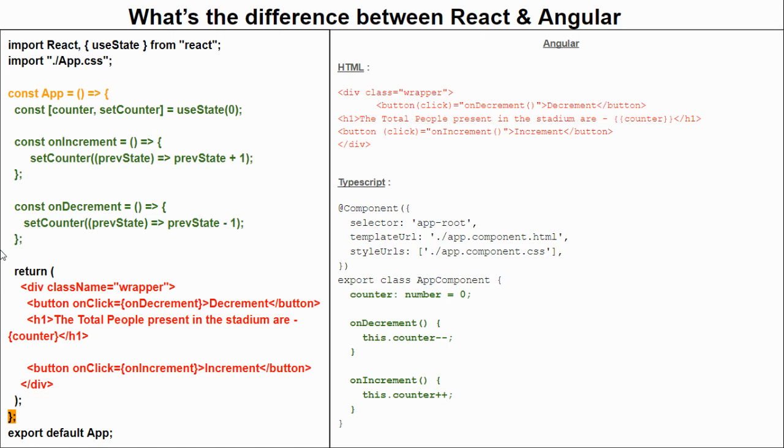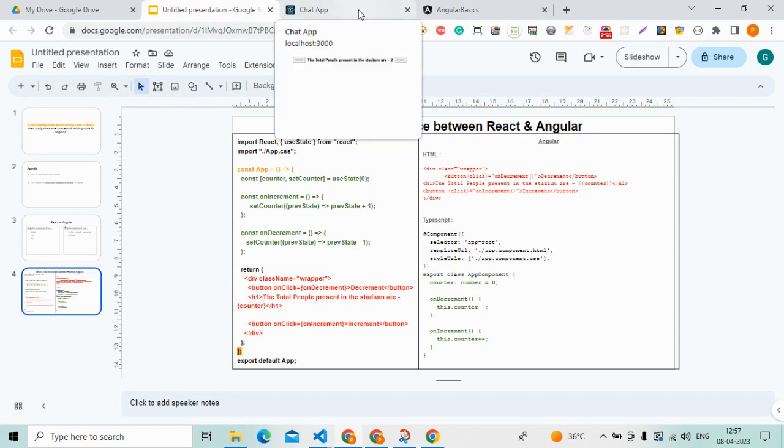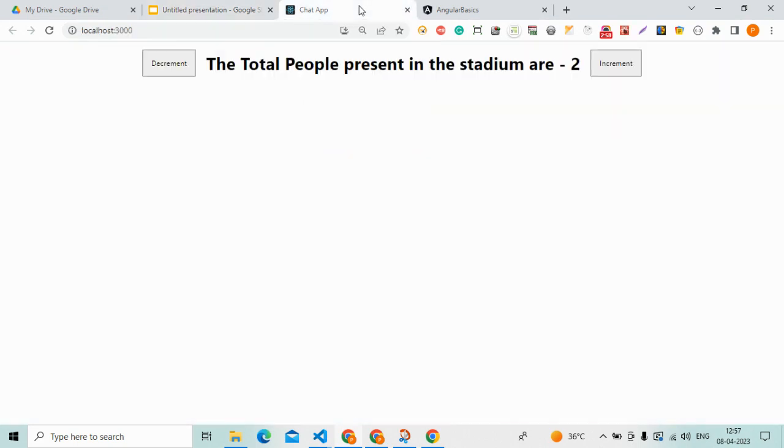So this is the code difference between writing code. If you see, this is the code of React, normally the functional component. Before going into the code, I'll show you this. This is a React server running on port 3000. Basically, I would like to know the total number of people present in the stadium. So those people who are coming into the stadium, I want to count them.